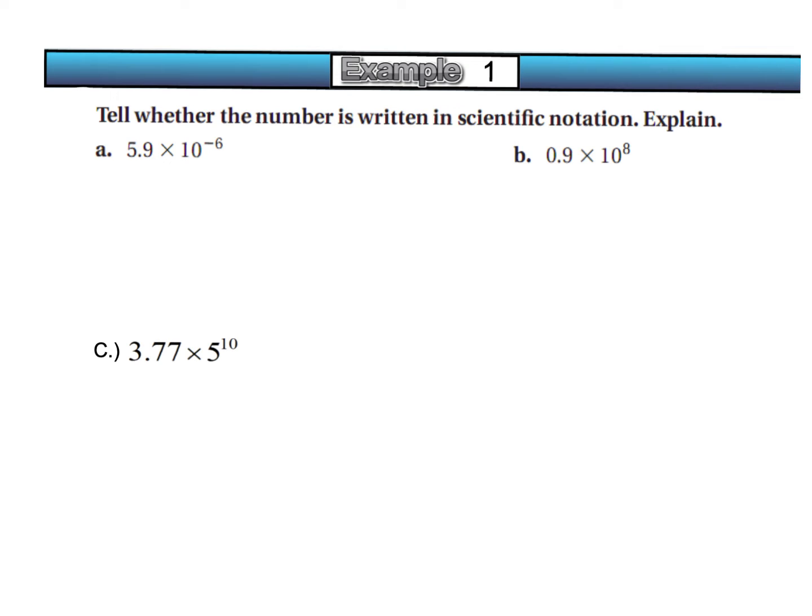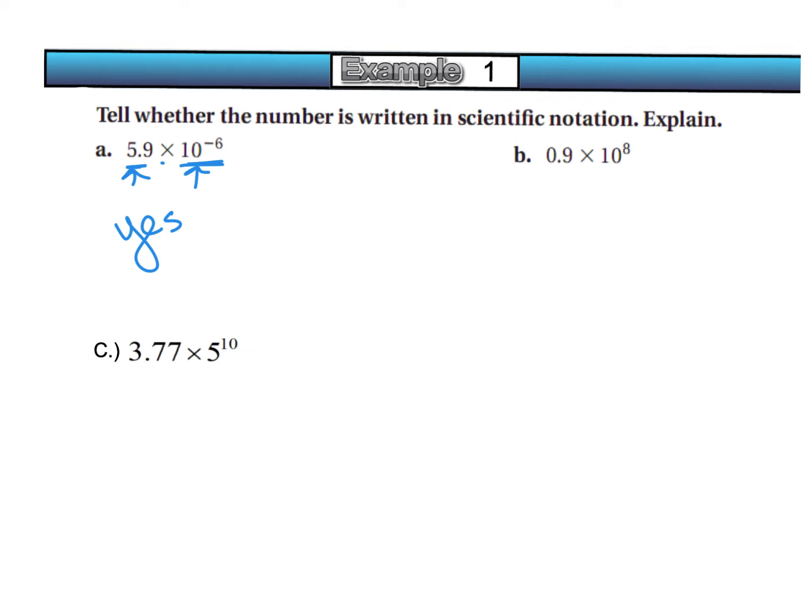So let's see if you can at least tell. This example says, tell whether the number is written in scientific notation and explain why. Let's go through these together. Letter A is definitely written in scientific notation. That first number is at least 1 and less than 10, times 10 to the power of negative 6. So we have the factor between 1 and 10, and the power of 10.